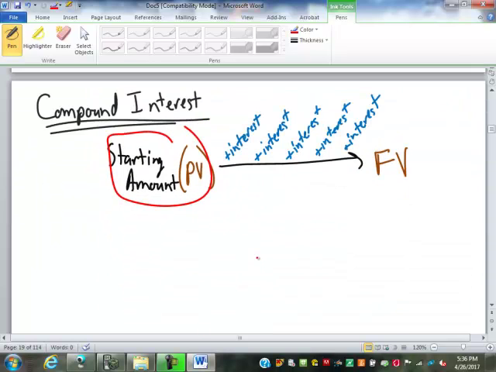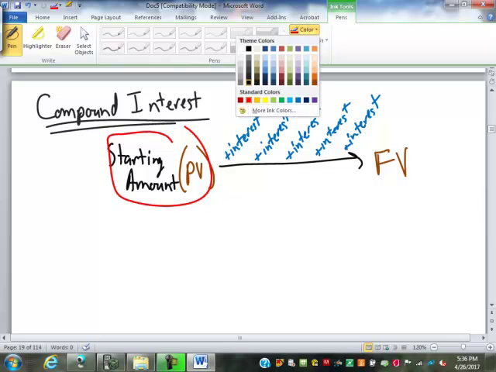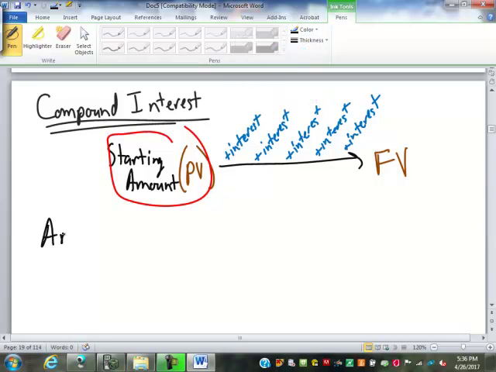What we're going to be looking at tonight, we're going to start looking at annuity. What's that? So this would have been on the last page.